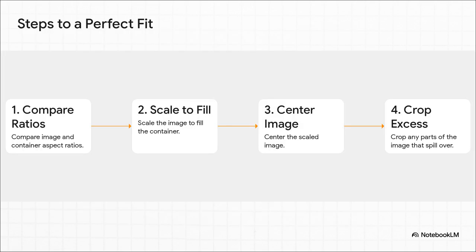So how does it actually work? The logic is actually a pretty straightforward four-step dance. First, the code compares the shape of the image to the shape of the container. Then it scales up the image to fill that container, makes sure it's perfectly centered, and finally, it just chops off anything extra. This is so clever because it makes sure the most important part of the picture, which is usually right in the middle, is always front and center.